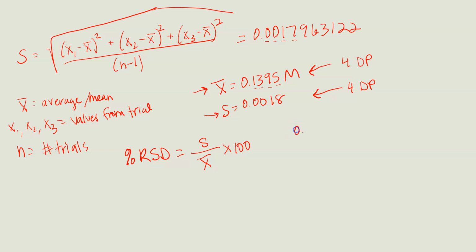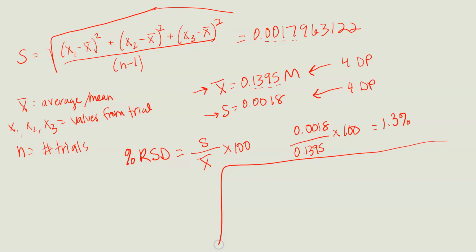So I'm going to follow the formula. Take 0.0018 divided by the average, 0.1395 times 100. And so what we're hoping for here is a small percent. And you're going to be graded on your precision based on your value of the relative standard deviation. So when I did this, I got 1.3%.